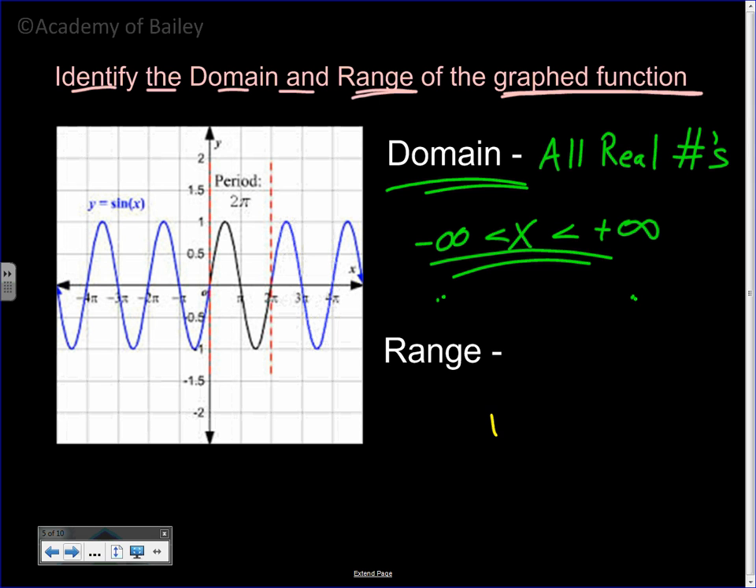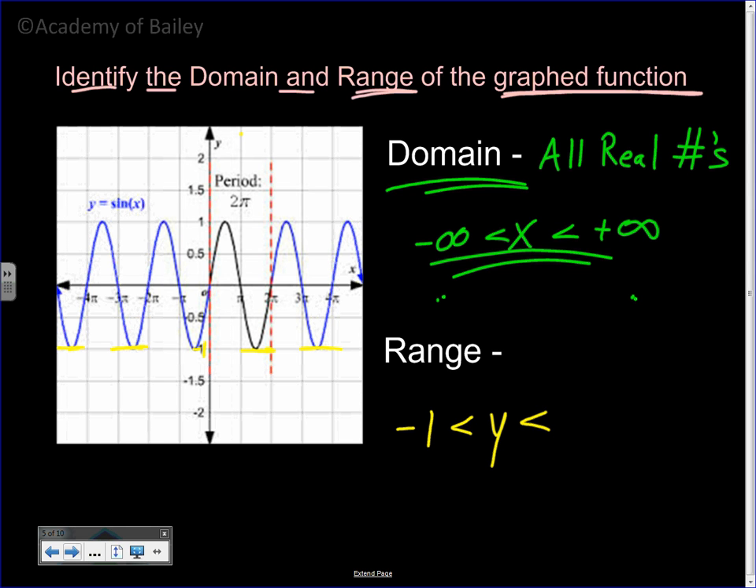Now the range is going to be dealing with the y values. So let's look at the smallest y value. If we look, this looks like the smallest y value. It looks like there's all of these. This is the smallest y value. So what is that value on the y-axis? Remember, the y-axis goes up and down. Here's the y-axis. So what is this value here? This value is -1. So -1 is the smallest y value.